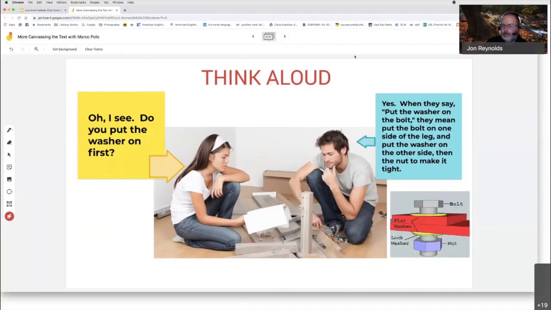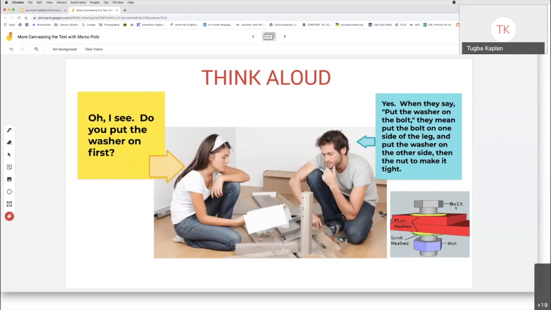Okay, so Fatiha. Oh, I see. Do you put the washer on first? Okay, Tugba. Yes, when they say put the washer on the bolt, they mean put the bolts on one side of the leg and put the washer on the other side, then the nut to make it tight.